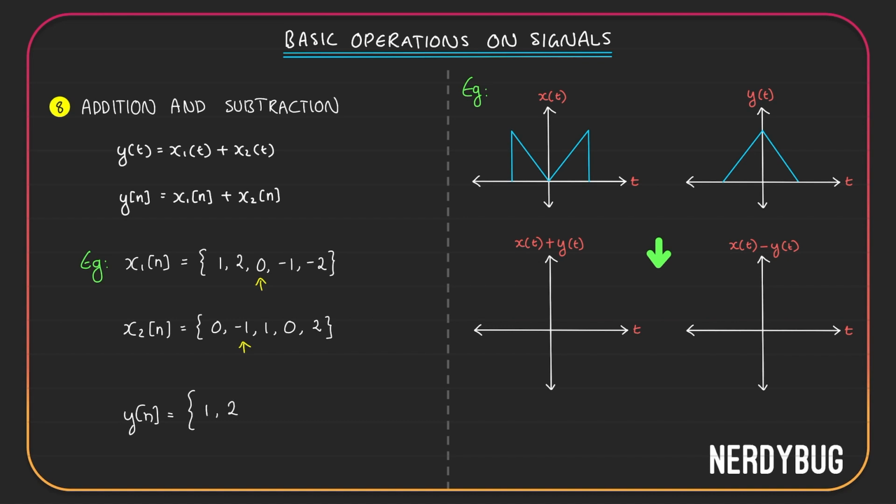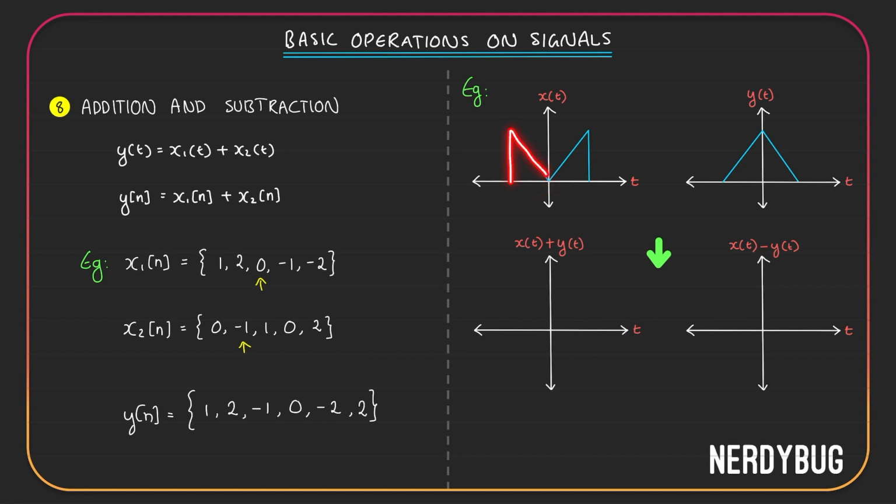Then 2 gets added to 0, 0 gets added to -1, -1 gets added to 1, -2 gets added to 0, and then there is no third term here, but here we do have a third term, so that will just be 2.